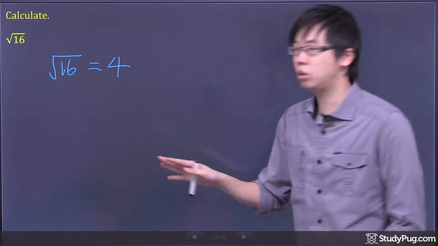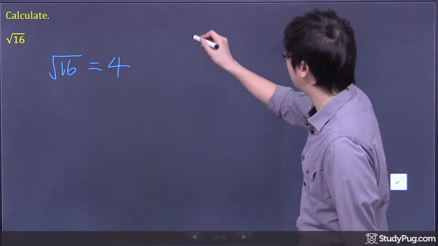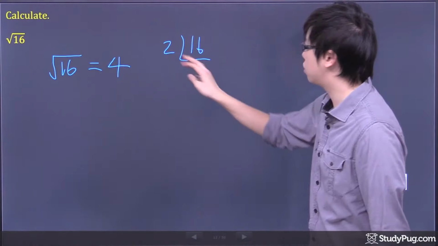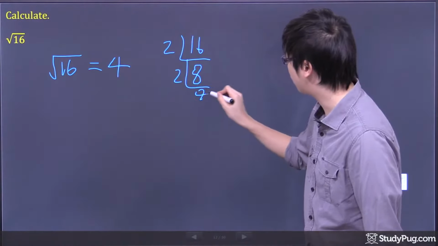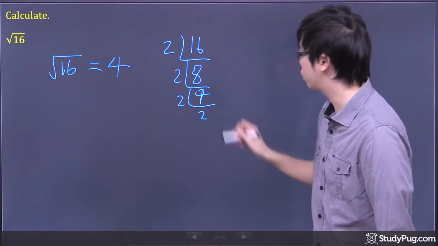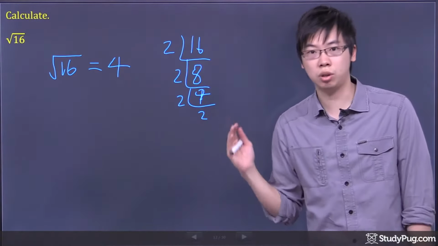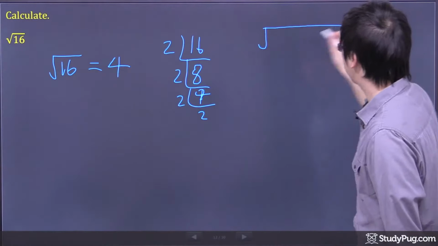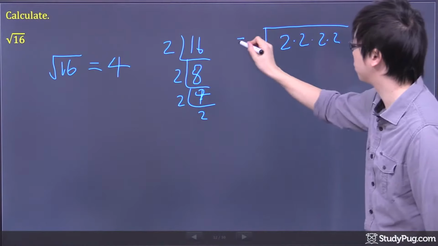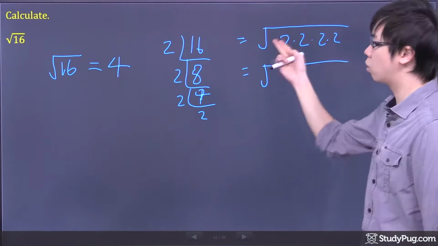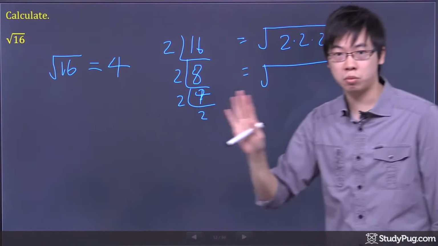So you have to use something called prime factorization. I'll do that very quickly. So 16 right here, if you divide by 2, you get 8. And you divide by 2 again, you get a 4. And you divide by 2 again, at the very end, it's just a 2 left. So what you have is the square root of 2 times 2 times 2 times 2. Okay? This is equivalent to the root of 16 so far.